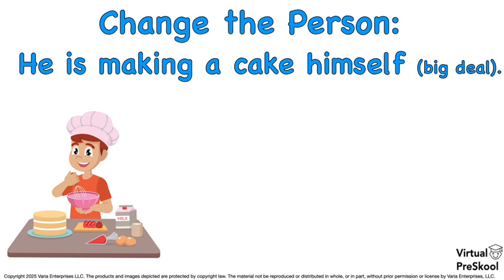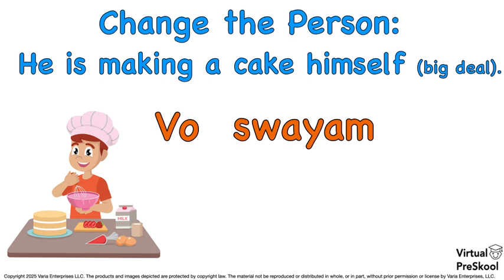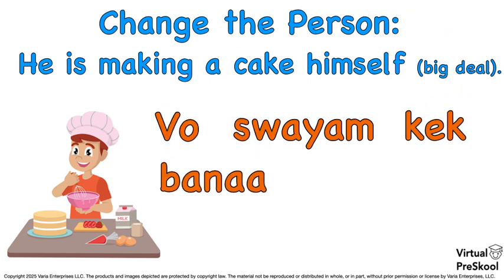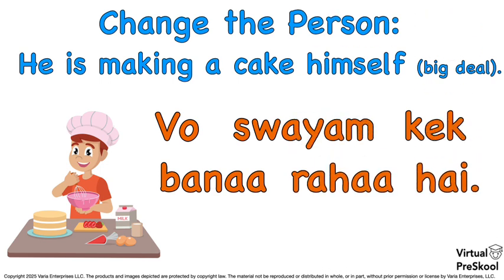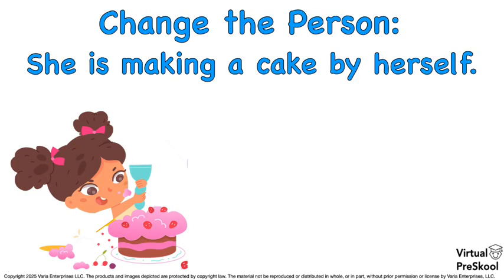And now let's do Mr. Big Deal, swam. How would we say this in Hindi? वो स्वयं केक बना रहा है. Very good. Now let's do she. She is making a cake by herself. How would you say this in Hindi?